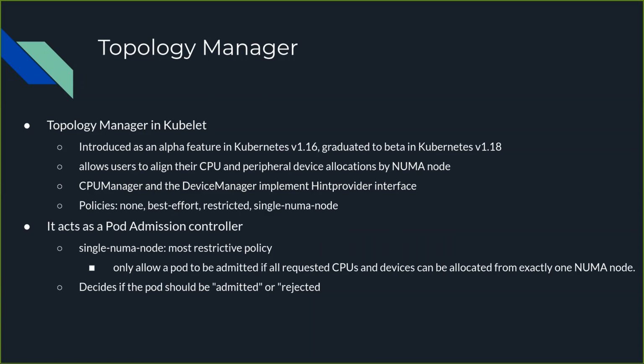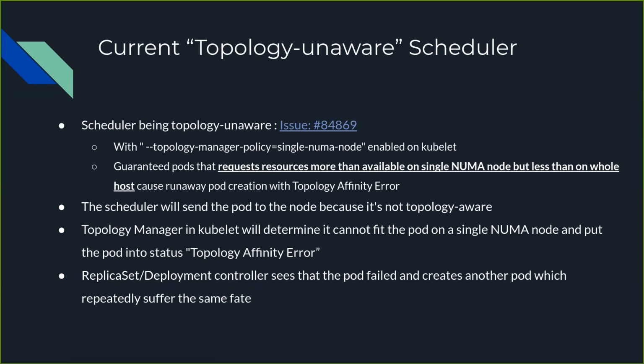Essentially topology manager is like an admission controller, and the biggest challenge that we have currently is that in case of single NUMA node policy, it is very restrictive, and the scheduler can allow a pod to be placed on a certain node, but topology manager could reject it. So that's essentially the challenge that we have right now. Again, at the risk of repeating myself, the scheduler is topology unaware. People who want to dig deeper into the issue itself, I have a link on the slides, they can go dig deeper into it.